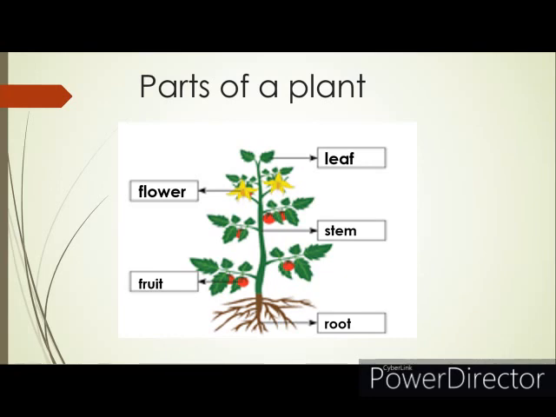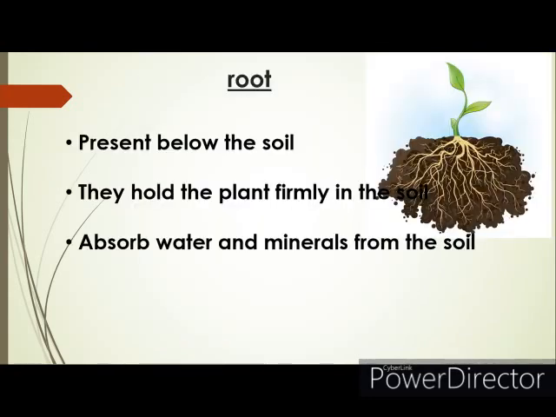Okay, and next is parts of plant. Plants have different parts, like our body parts. Plants are also having different parts, like root, stem, leaf, flower, fruit, etc. Okay, roots hold the plant firmly in the soil and also absorb water and minerals from the soil.